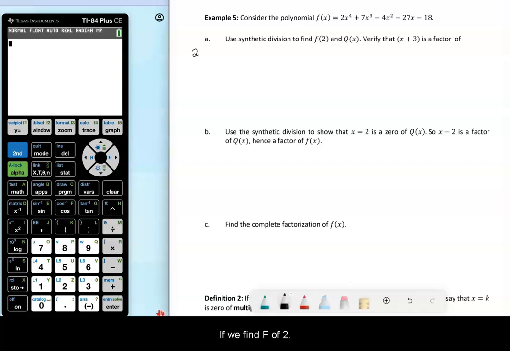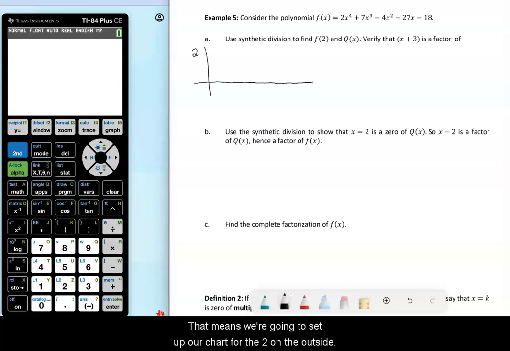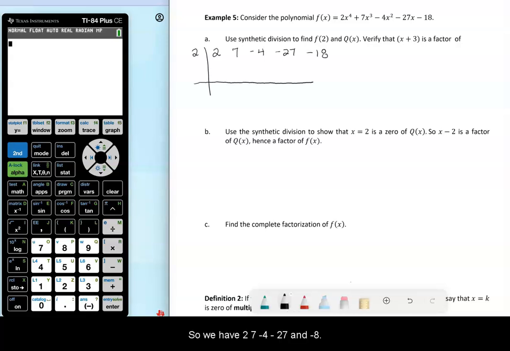If we find f of 2, that means we're going to set up our chart with the 2 on the outside, and then we're going to take our 4th degree polynomial and make sure it's in descending order, which it is. Then the coefficients of the degrees, as they descend in power, go across the top part of this chart. So we have 2, 7, -4, -27, and -18.